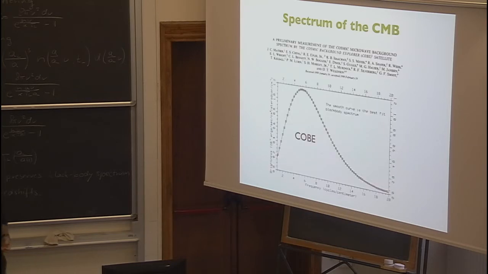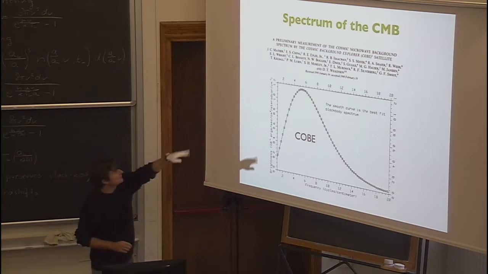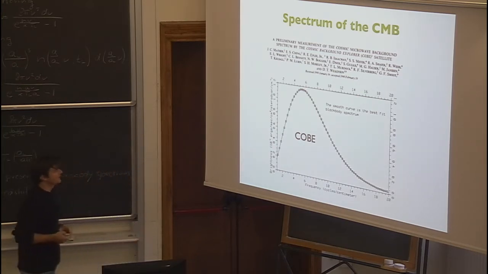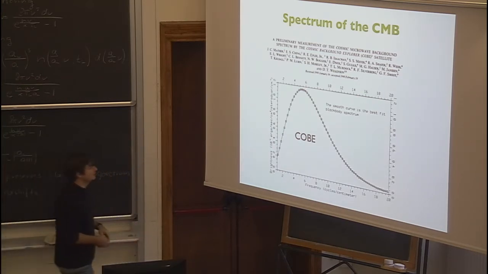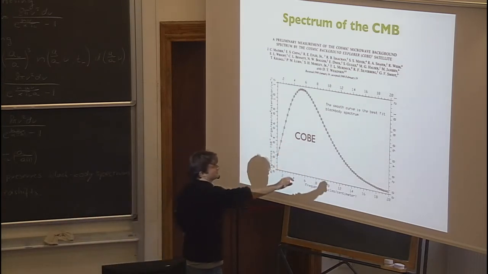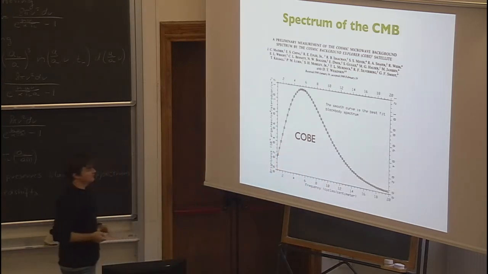And the measurements from COBE, you've probably seen in one form or another. They made it onto T-shirts. They've been in various places. So this took until the 90s. So this is from 1990. And it's a very nice measurement of a black body spectrum. In fact, it's the most precise measurement of a black body spectrum.